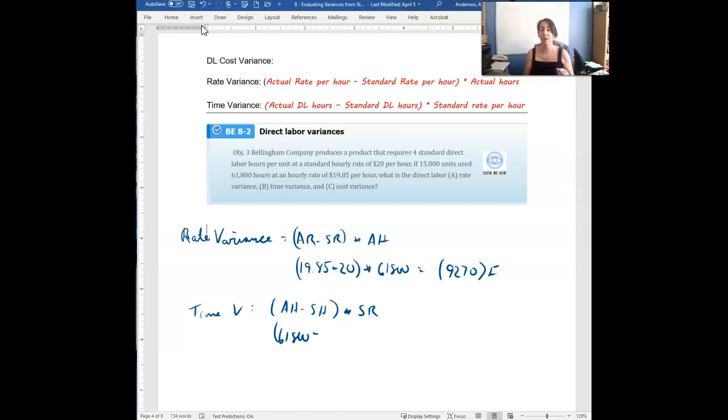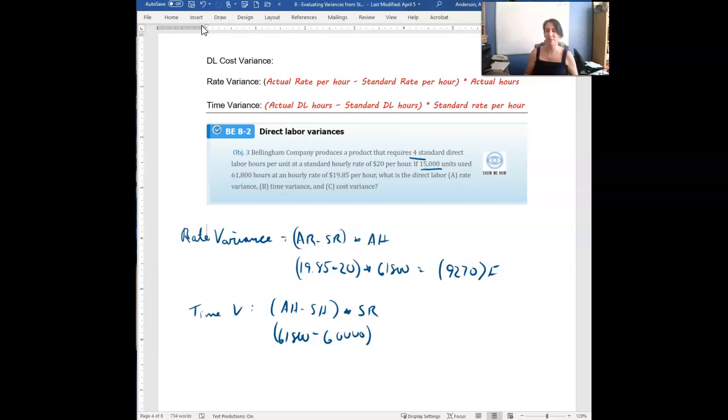All right, standard hours. Well, remember, standard hours is how long would I have expected it to take? Well, it was 15,000 units we made at 4 standard direct hours. So 15,000 times 4, 60,000 hours. That would be our standard hours.